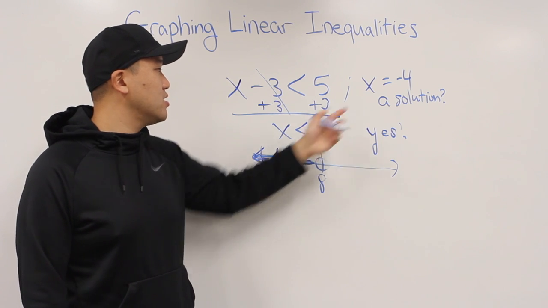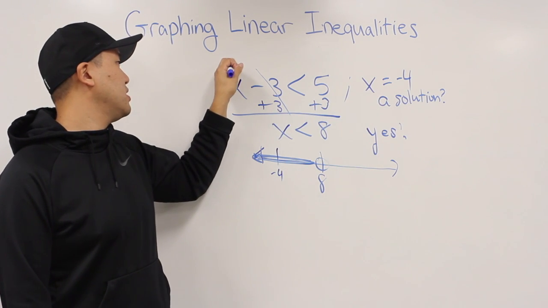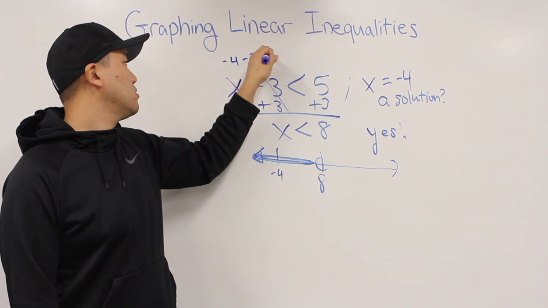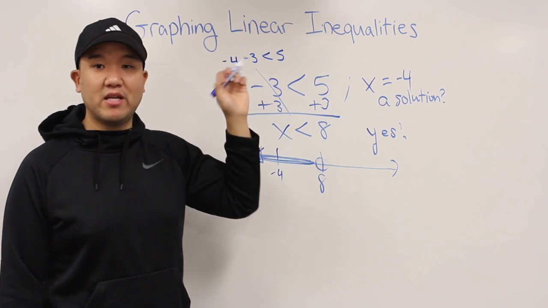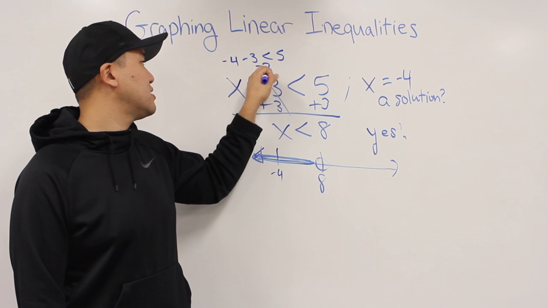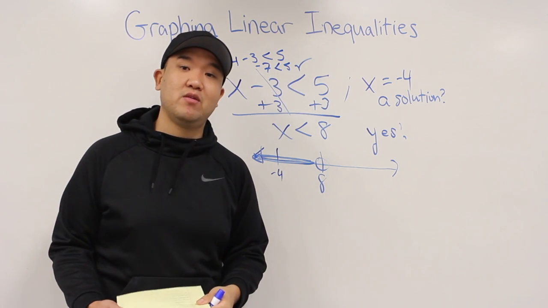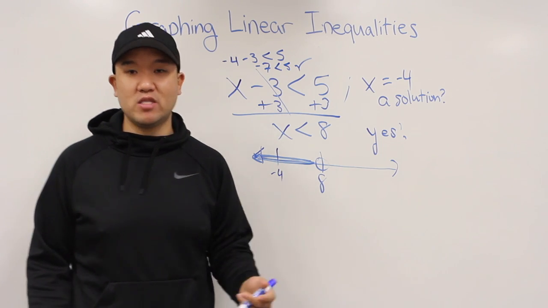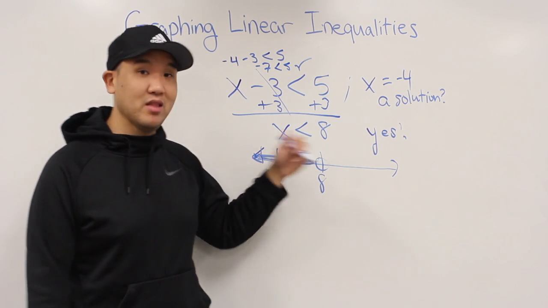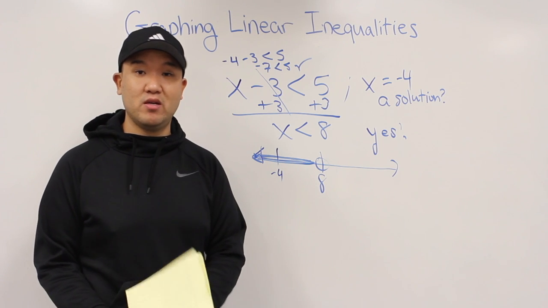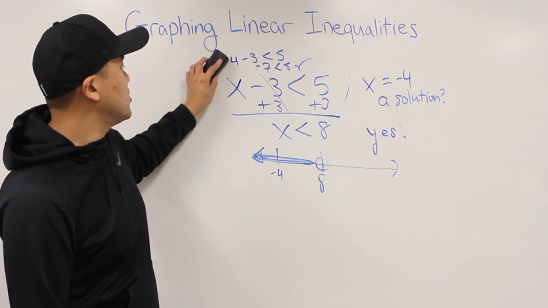Alright, another way you could have done this was what? Plug it in. So we could plug it in for x. So is -4 minus 3 less than 5? Yes, because -7 is less than 5, so that's true. -7 is smaller than 5. So always try to read your answers left to right. It is important. I like to always put the variables on the left side so it's easier to read left to right. Alright, check your answers.